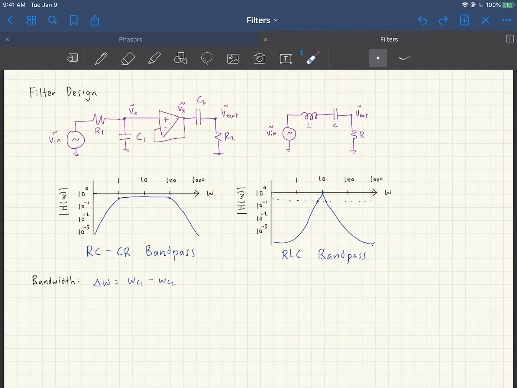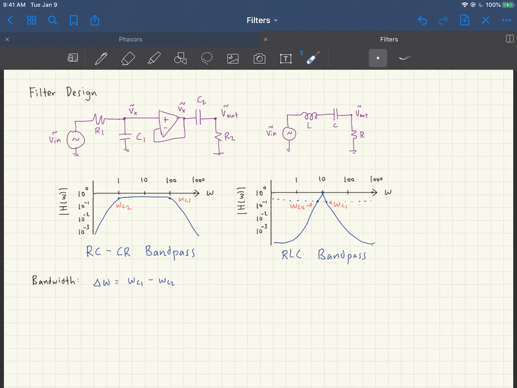The last topic we're going to be talking about are the differences between the two bandpass filters we discussed: the RC/CR with an op-amp bandpass filter and the LRC bandpass filter. So the two filters have very similar behavior at 0 and infinity, as you can see on the graphs over here, but have different bandwidths. So we're going to define bandwidth as the high cutoff frequency minus the low cutoff frequency. If we look at the graphs over here, we see that the high cutoff frequency is over here and the low cutoff frequency is over here. Similarly for the RLC bandpass, the high cutoff is here and the low cutoff is here.